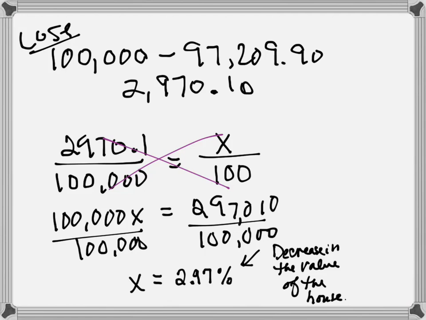Any questions on that one? Would your answer just be decreased by 2.97%? Yes, it would. Yeah, and if you do the explanation, you would talk about the fact that you calculated the original value, calculated the year 3 value and the year 6 value, and you compared them using proportions. All right, any other questions on this one?